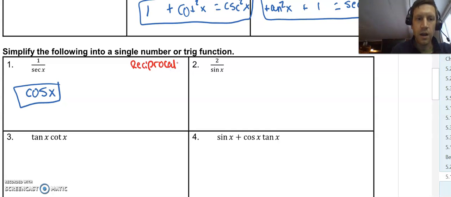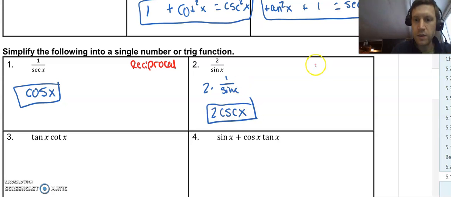All right. It works the same way even if your numerator is something other than 1. So for number 2, we can think of that as 2 times, if I factor out the 2, 1 over sine of x. Of course, 1 over sine of x is cosecant, so this gives me 2 times cosecant of x. So again, I used the reciprocal identity to solve that.